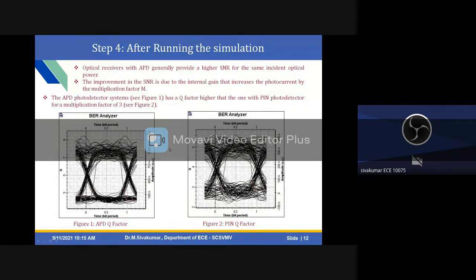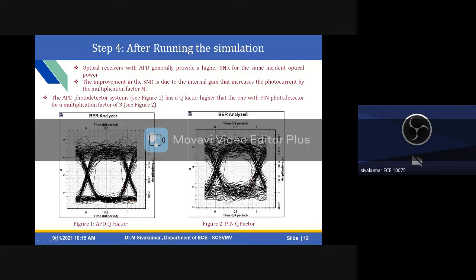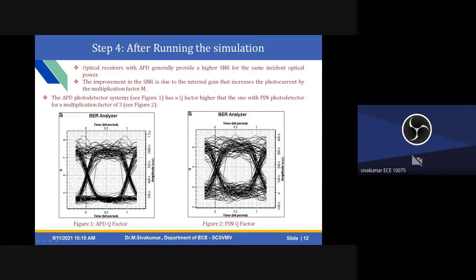Okay, after the simulation, optical receivers with APD generally provide a higher SNR for the same incident optical power. How can you improve the SNR? The improvement of SNR is due to the internal gain that increases the photocurrent by multiplication factor M. These are important things to get a high SNR, to get lower bit errors. So the multiplication factor M is the important one. Let us see later. Then the photodetector system is the first one, the Q factor of avalanche photodiode. You must get this type of output.